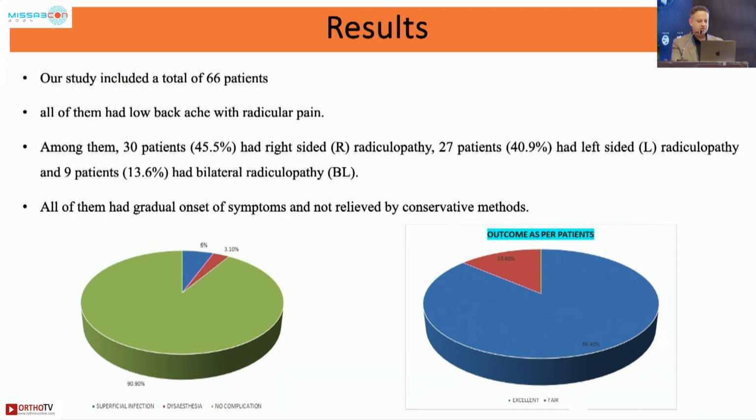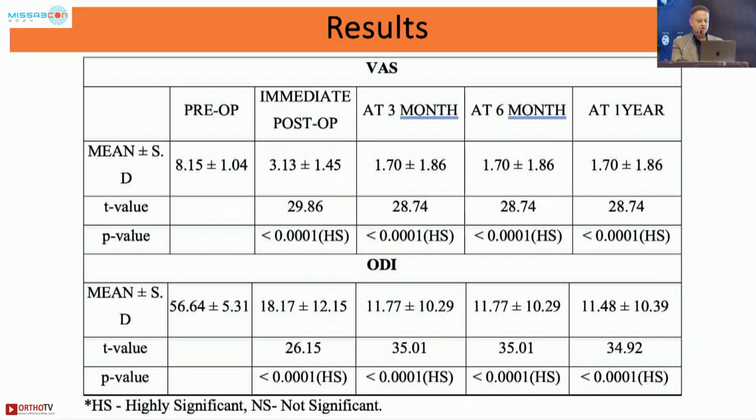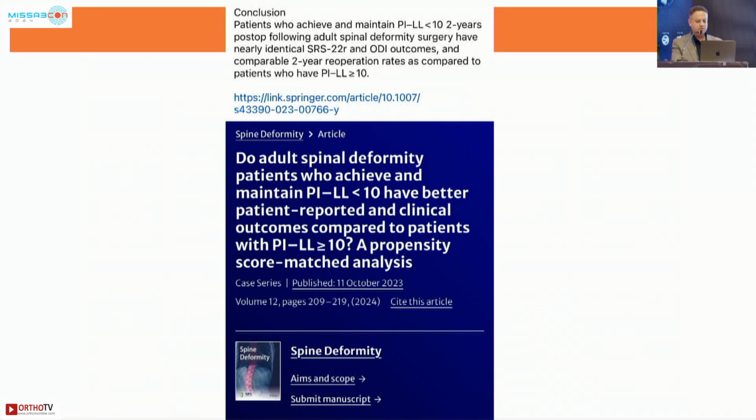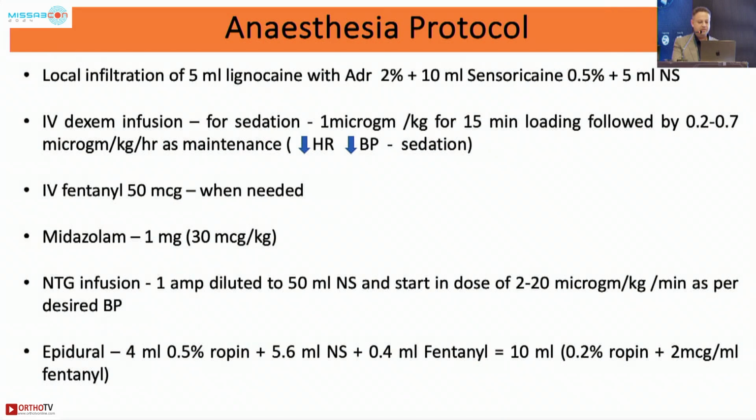So these are results in 66 patients. These are the VAS and the ODI scores. The patients do quite well, and the local anesthesia doesn't allow us to be quite adventurous, and we have a live neuromonitoring from the patient themselves. So this is the anesthesia protocol which I use.